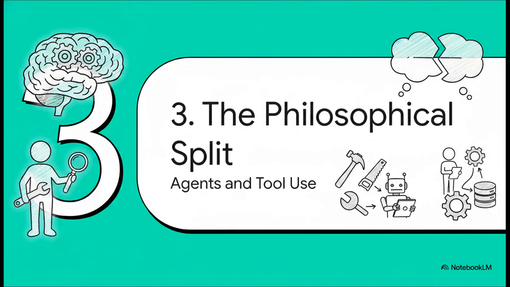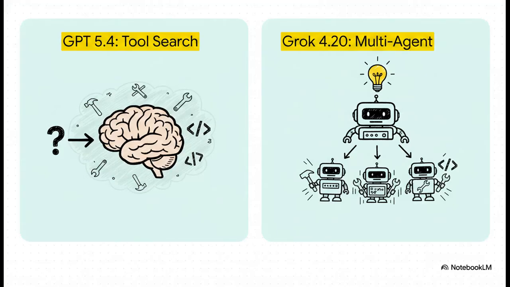Okay, now we're getting to the most important part. If you take one thing away from this explainer, let it be this. We are looking at a fundamental, philosophical split in how these models approach using tools to actually get work done. So here's the core of it, their architecture. GPT 5.4 uses something called tool search. So instead of cramming every single tool you have into the prompt, it smartly goes out and grabs only the ones it needs for that specific task.